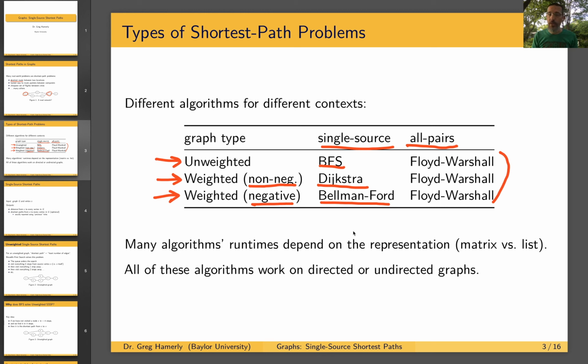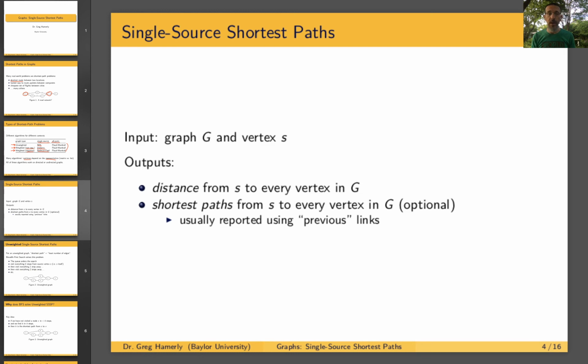All of these algorithms, or at least many of these algorithms, the runtimes depend on the representation, the matrix versus the list. And we'll do analysis of these algorithms with respect to both of those representations. And all four of these algorithms work just fine on either directed or undirected graphs. We won't talk about the difference there, just assume that they work fine in both contexts, directed or undirected.